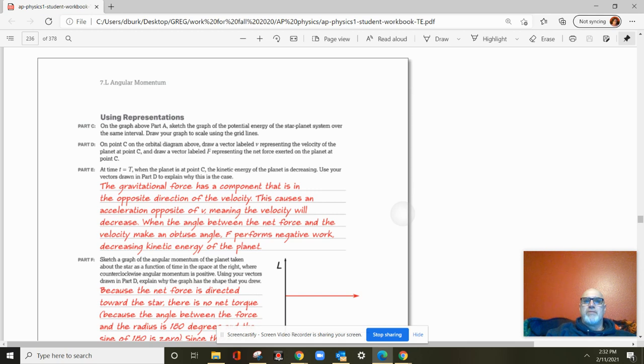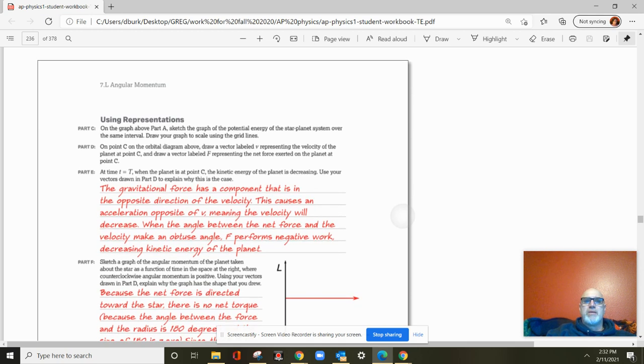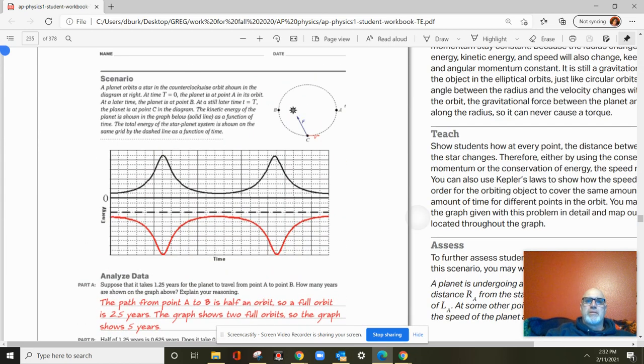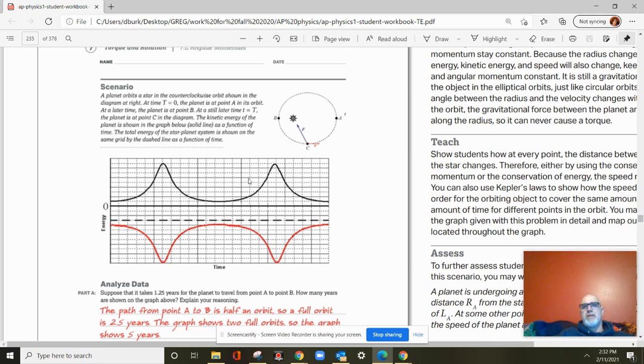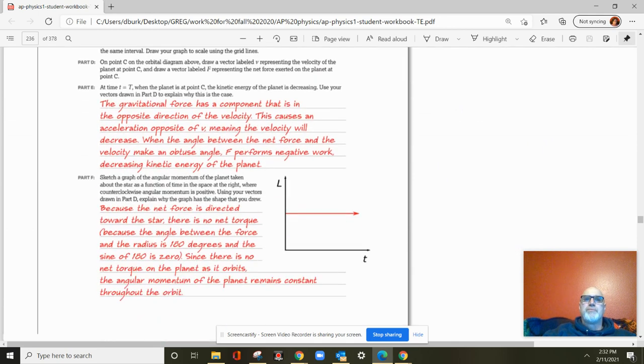Draw a vector labeled V representing the velocity of the planet at point C, and a vector labeled F representing the net force exerted on the planet at point C. The velocity is a tangential velocity, right? If this planet were attached to the sun by a string going around in this ellipse, and we cut the string, the planet would just go sailing off into outer space in this tangential direction. And then the inward force is centripetal force. It's going in a circular type of path, so we get a centripetal inward force. That's why those look the way they do.